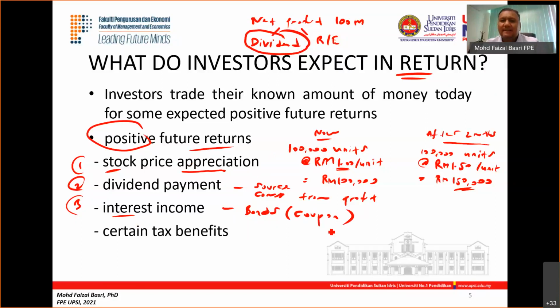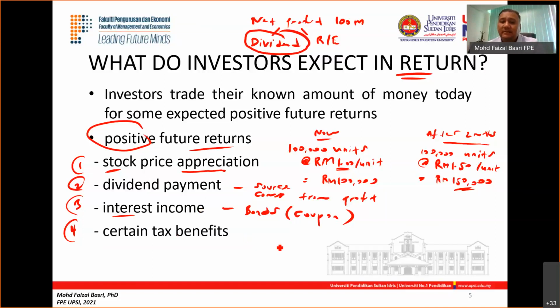So that's another element that we try to achieve when we invest, depending on certain situations. And the last one, this is maybe quite difficult to get, but nowadays, certain tax benefits. Nowadays, for individuals, we have certain tax benefits for a certain investment.